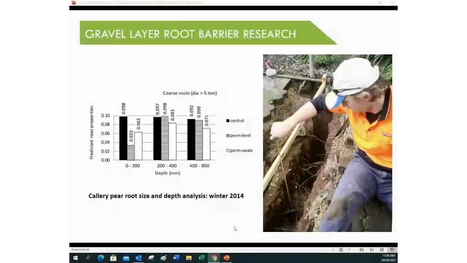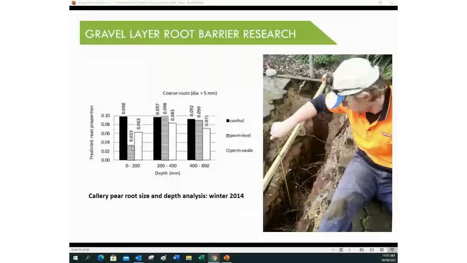Anyway, we did the stats on that, and those larger roots, the ones that are over 5 millimetres, you can see there's a much smaller proportion of them under the permeable with level base and under the permeable with the swale than under the standard pavement on a sand base. So in that shallow zone, 0 to 200 millimetres deep, you're getting far fewer large roots. That's of benefit because it's less likely to result in damage to your pavement surface.